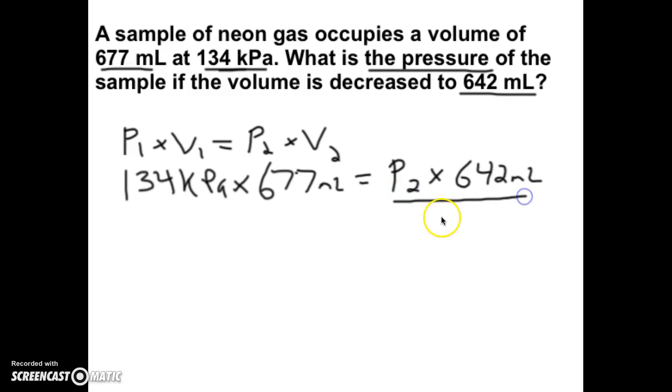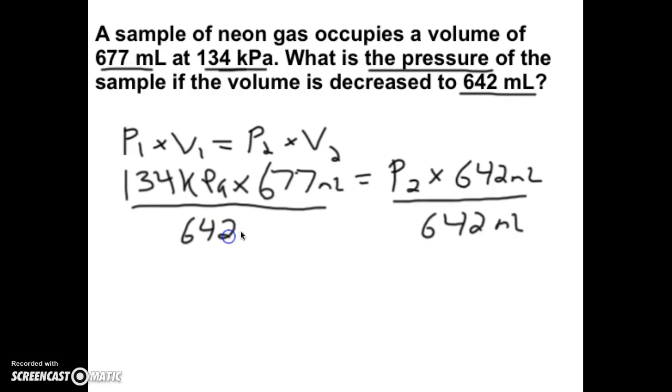So we just want to divide both sides by 642 milliliters. So we isolate P2, 642 on each side. On the right side, those will cancel out. Now you have P2 all by itself. So it's going to be 134 kPa times 677 divided by 642. The units of milliliters cancel out.